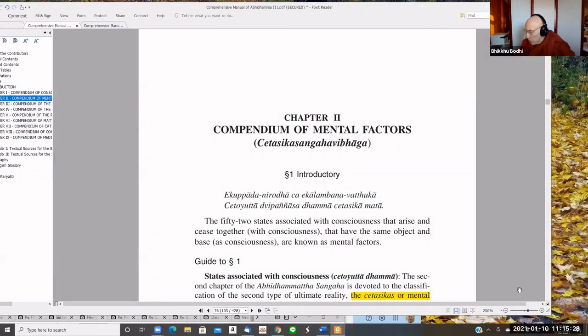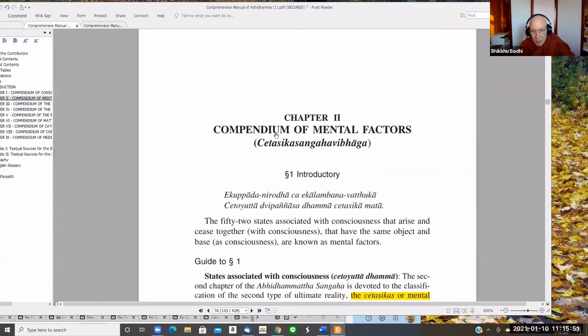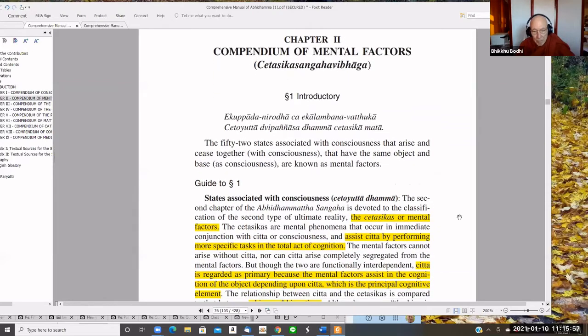So now we're coming to chapter 2 in the comprehensive manual. The section that I just finished going through is actually in chapter 3, but I just took one section from that chapter. And so this chapter is called the Compendium of Mental Factors. And the Pali word that is used to represent the mental factors is the word chaitasika, which you can see is from the same root as the word citta.